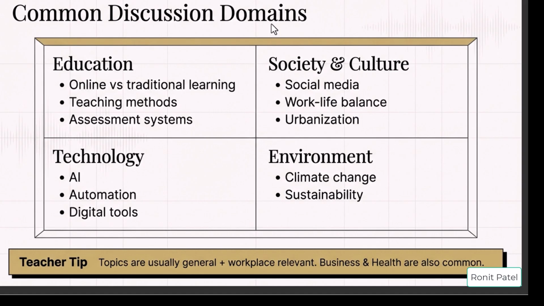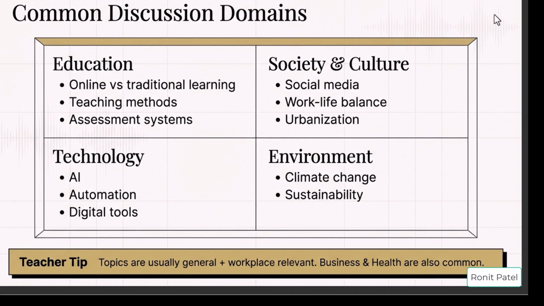Second, society and culture. Common areas are social media, work-life balance, and urbanization. These discussions often include opposing views, which is perfect for testing your summarizing ability. When the topic is social media or work-life balance, you can expect one speaker supporting, one criticizing, one giving a balanced view. This is just an example.